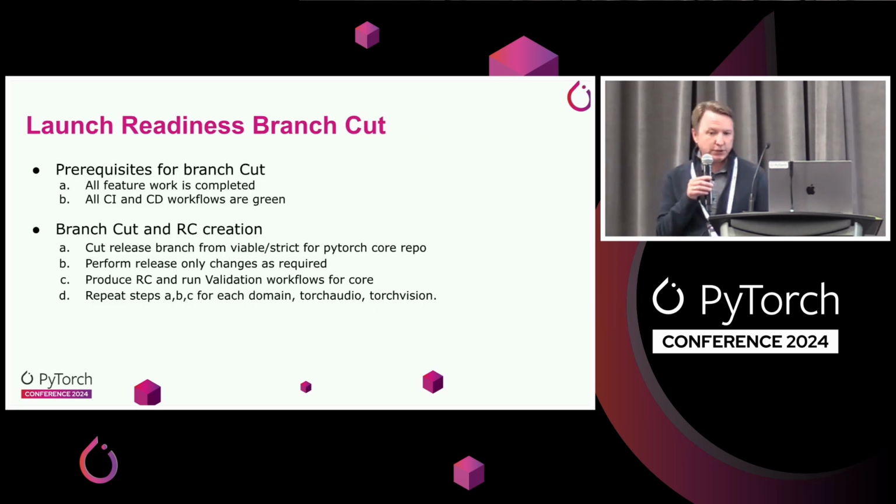Launch readiness, a branch cut. There are some prerequisites for it. All the feature work must be completed, and all CI/CD pipelines need to be green in order to do the branch cut and then later produce the RC. So we cut the release branch from viable/strict in the PyTorch core repo. We perform release-only changes as required, produce the first RC, run the validation workflows on this RC, and then repeat for each domain that is participating in the release. Currently, those are TorchAudio and TorchVision.